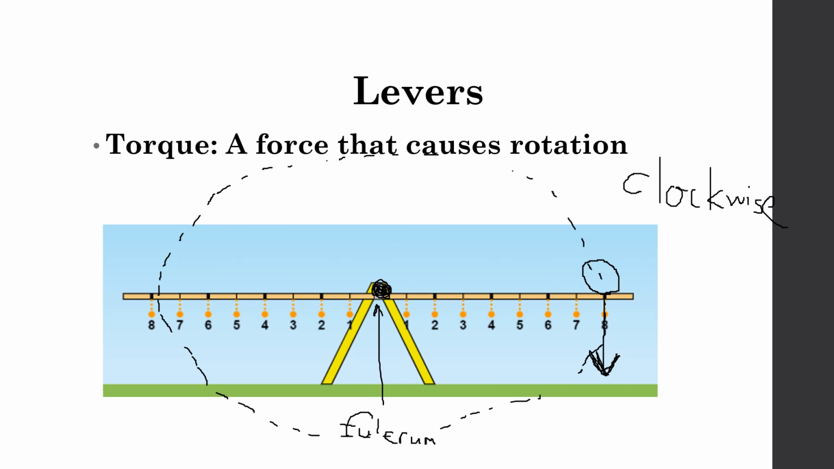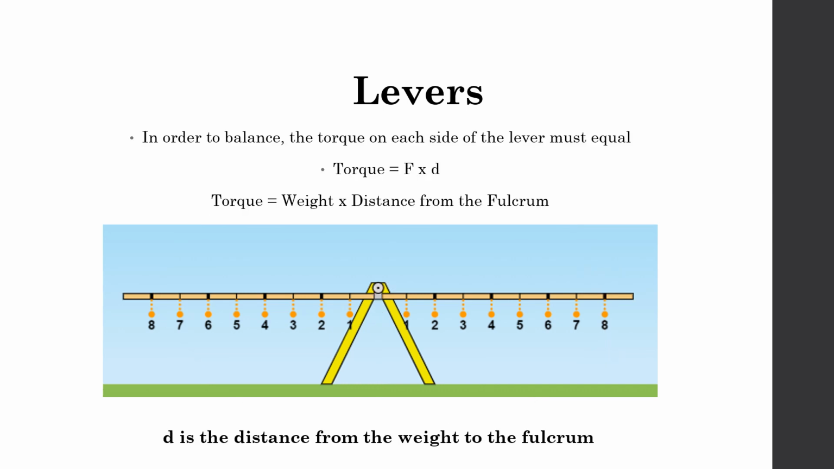Okay, that's a little confusing. Let's look at it this way. In order to balance, the torque on each side of the lever must be equal. And here's the equation. Torque equals F times D. Torque, and that's the Greek letter tau. We're not going to really get into tau. It looks like a J, but it's not. It's the Greek letter tau. We can just write it as torque. Torque equals force times distance. The force in this equation is the weight, mass times gravity. And D is the distance from the fulcrum.